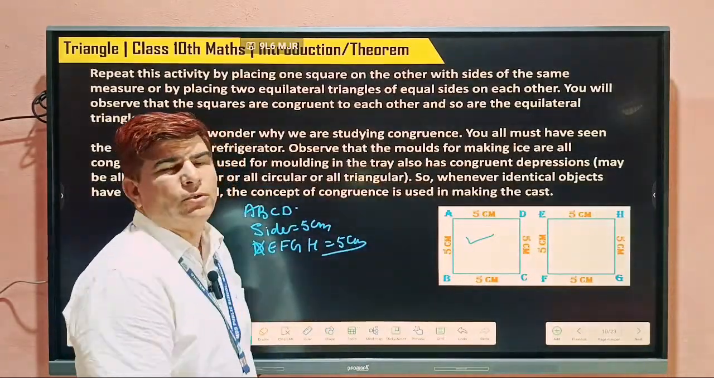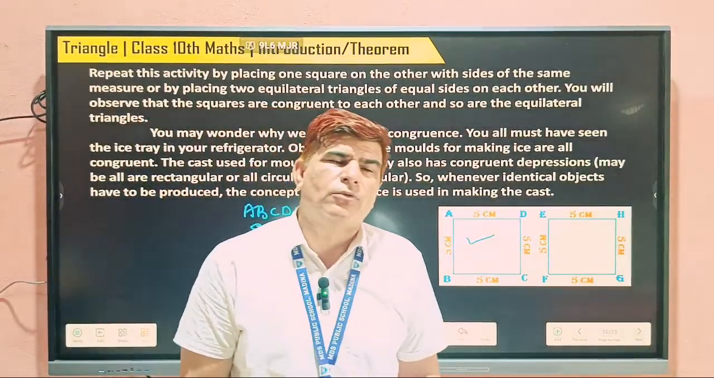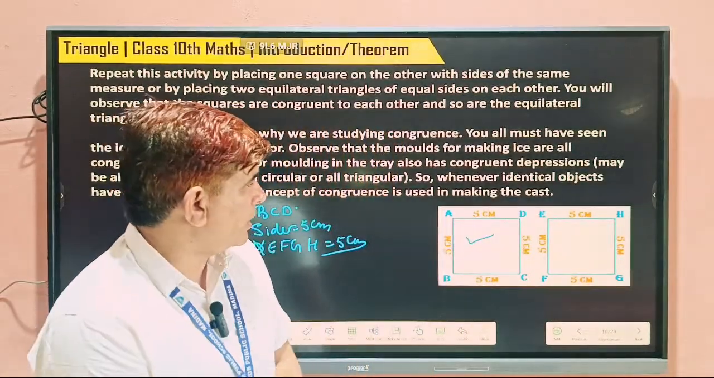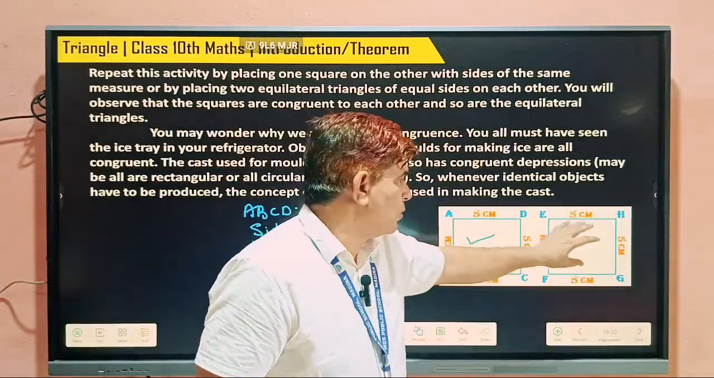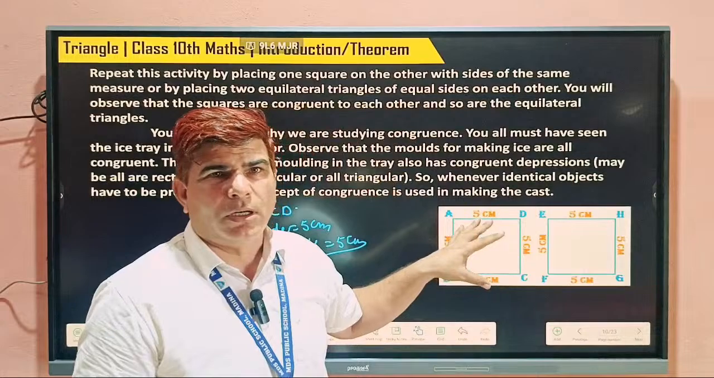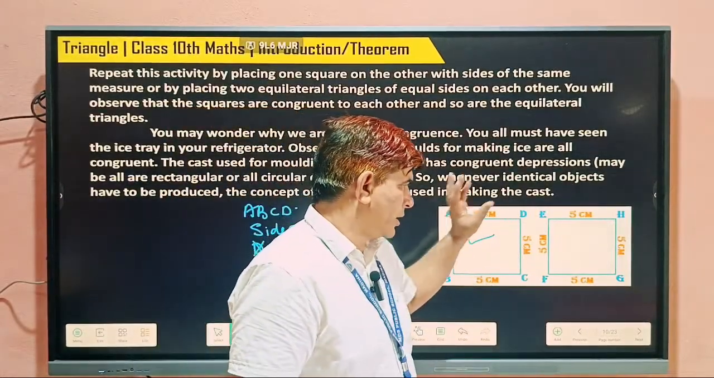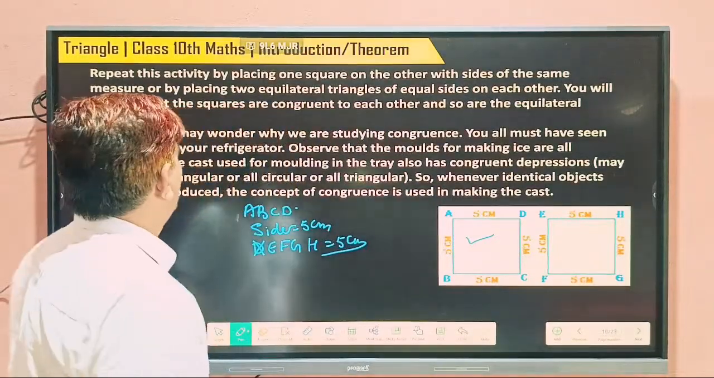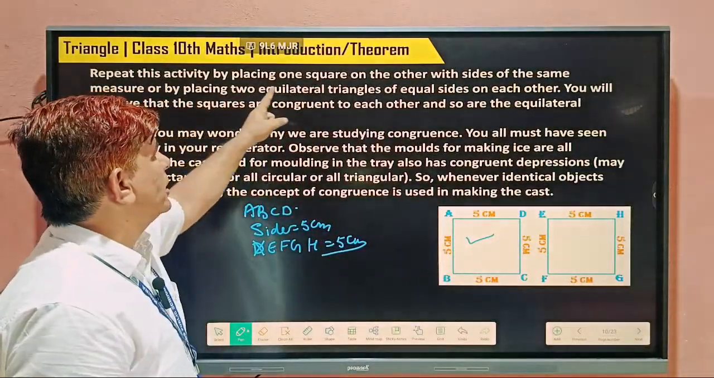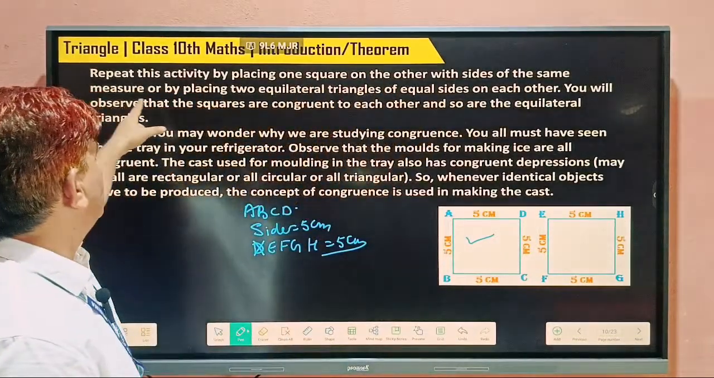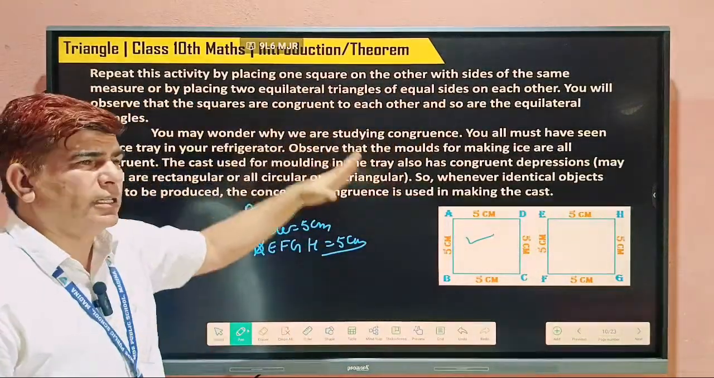And this property you know. What is a square? A square has each angle 90 degrees and all sides equal. So if you put this square on this one, definitely it covers it. Understood? And when you put this square on that one, they also cover each other. So it is given: repeat this activity by placing one square on the other with sides of the same measure, or by placing two equilateral triangles.